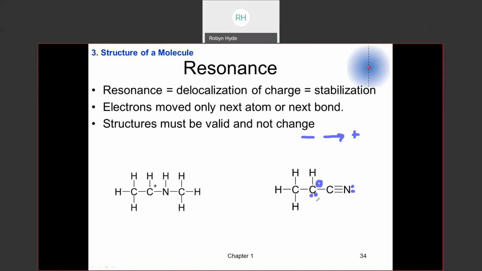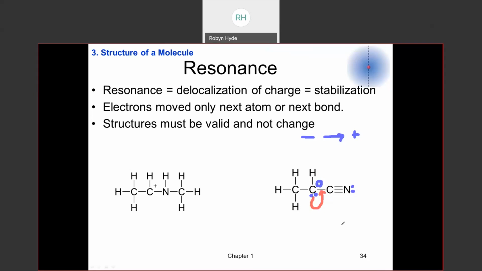So I have obviously extra electron density on this carbon because it's negative. So I move into the next atom or the next bond. I'm going to take those negative electrons and put them into the next bond right there. So we just hop it once.